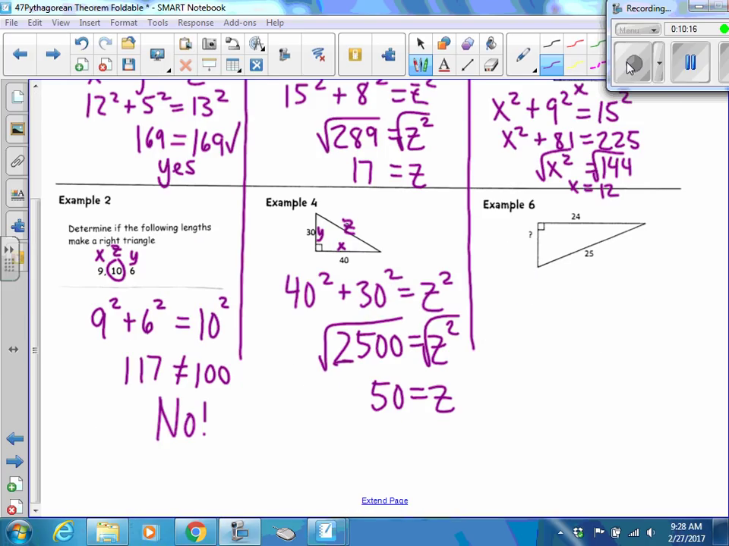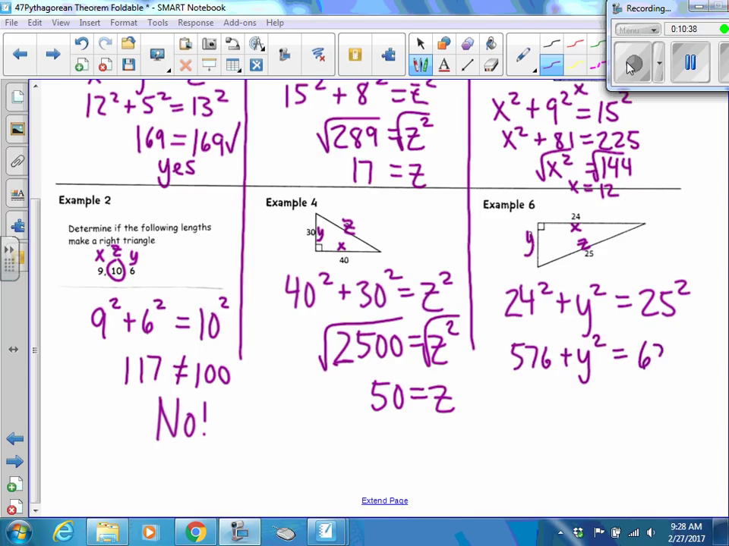In our last example, I have my hypotenuse, which is 25. I have my horizontal distance, 24, which is X. And what's missing is the Y. So let's start with 24 squared plus Y squared equals 25 squared. That's my c. My 24 squared is 576. And the 25 squared is 625. So I need to subtract that 576 from both sides. And when I do that, I'm left with 49, which of course has a perfect square of 7.